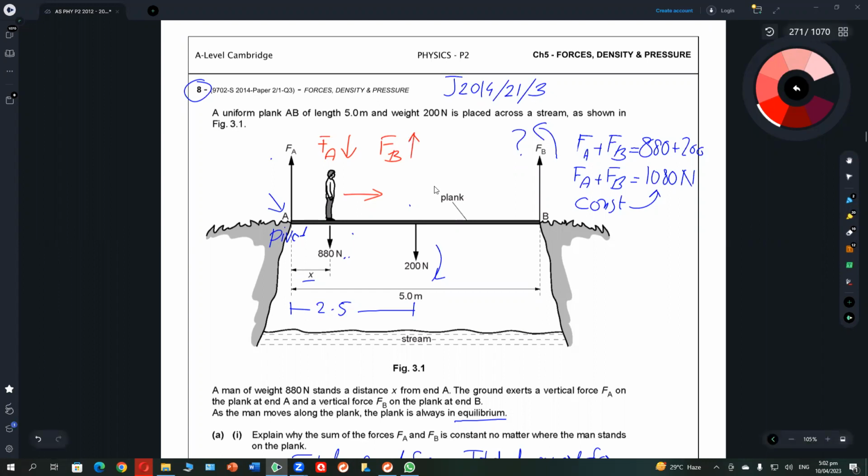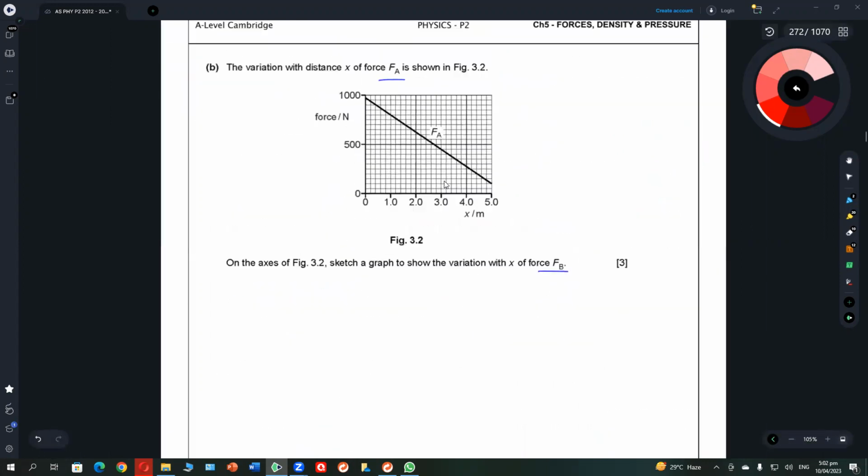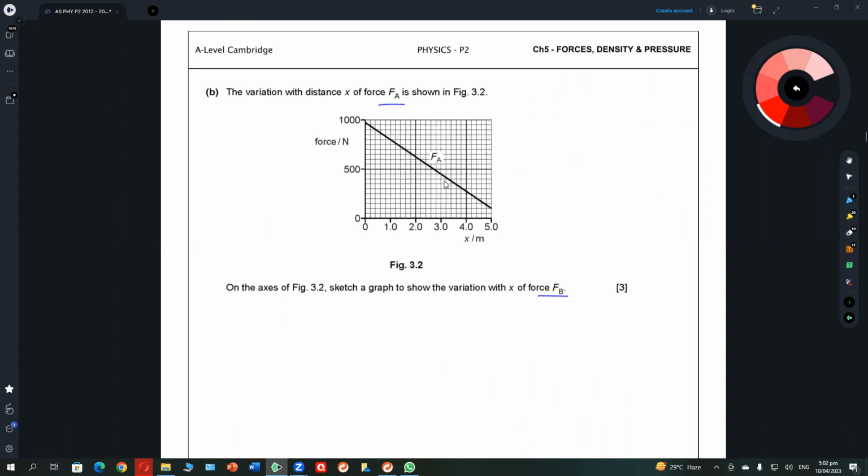So now the position is clear. You have to draw this sketch in this way that FA decreases and FB increases.